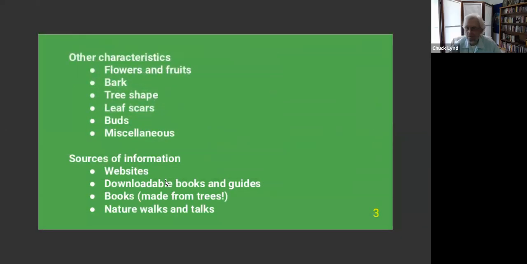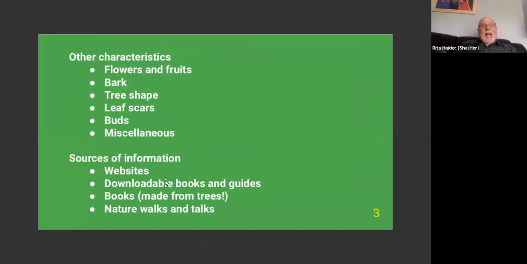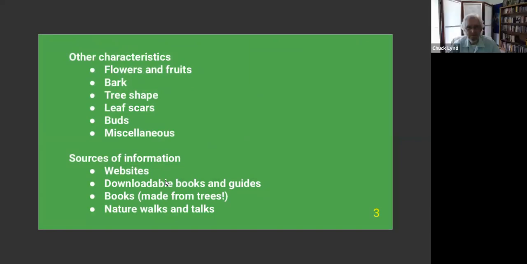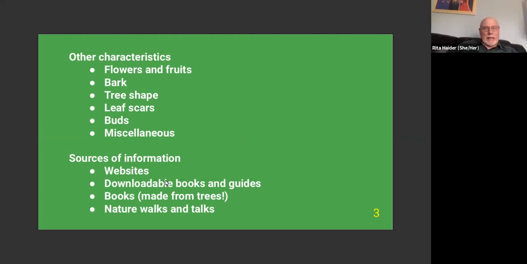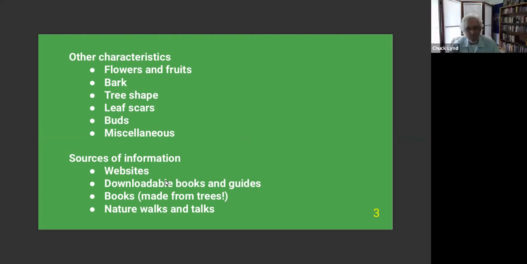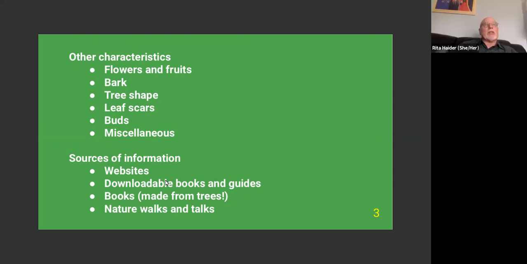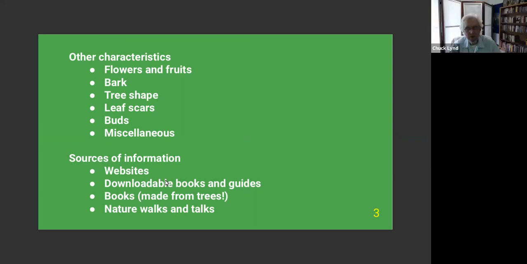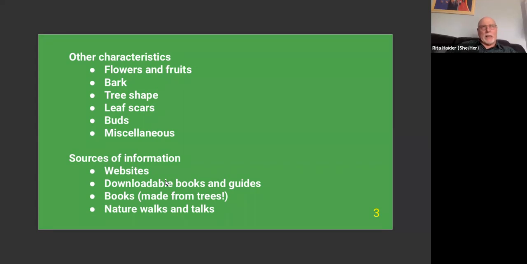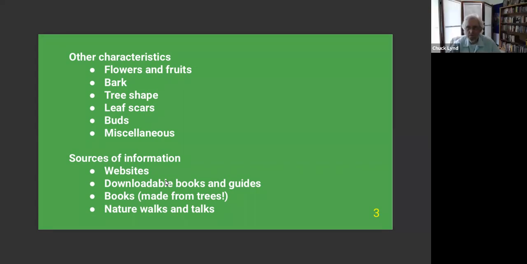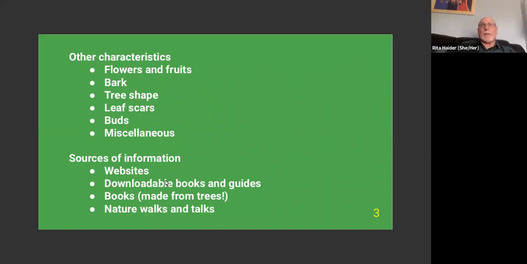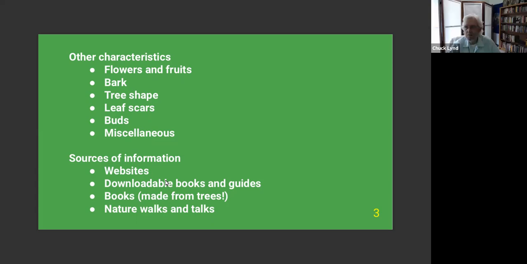Oh, there we go. 2 fingers, I guess. I'll talk about flowers and fruits, bark, tree shapes, leaf scars, buds, and various miscellaneous identification features. And obviously I should mention here where I'm going to talk the general principles here. And then on Wednesday, the 23rd, I'll go through 50 trees in a little over an hour, 50 Ohio trees. And I won't have time to go through in detail for all of those, but I'll give you a couple of salient features that'll help you recognize each.